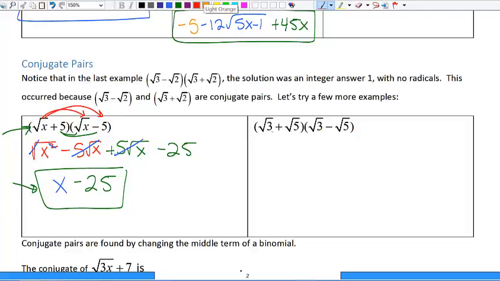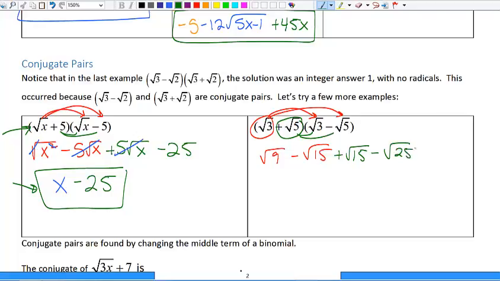On the next problem, I'm going to distribute my first term. Radical 3 times radical 3 is radical 9. Root 3 times root 5 is root 15. I'm going to grab my 5 and distribute that as well. That gets me plus root 15 minus root 25. The square root of 9 is 3.